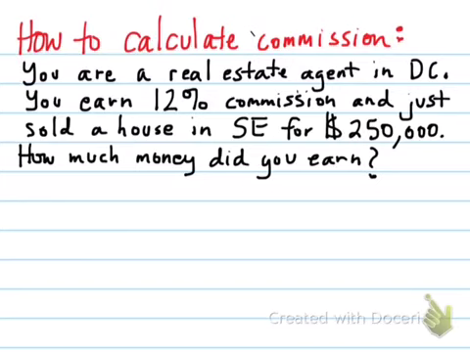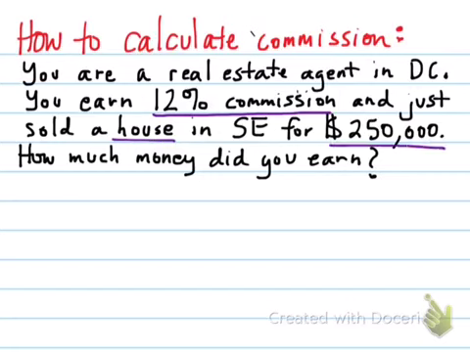How to calculate commission. Here's an example of a word problem. Anything that I do should be copied down on your notes. You are a real estate agent in DC. You earn 12% commission and just sold a house in Southeast for $250,000. How much money did you earn? This word problem is telling us that a real estate agent earns 12% of $250,000, because that's the cost of the product, which is the house. So 12% commission, and you just sold a house for $250,000.